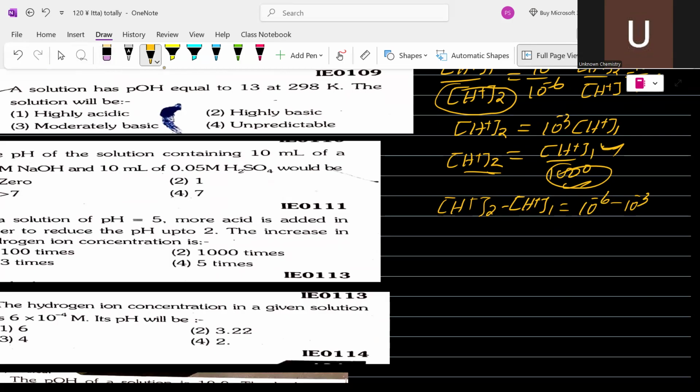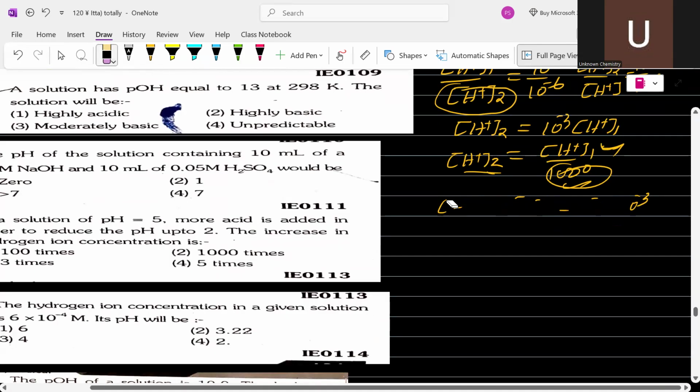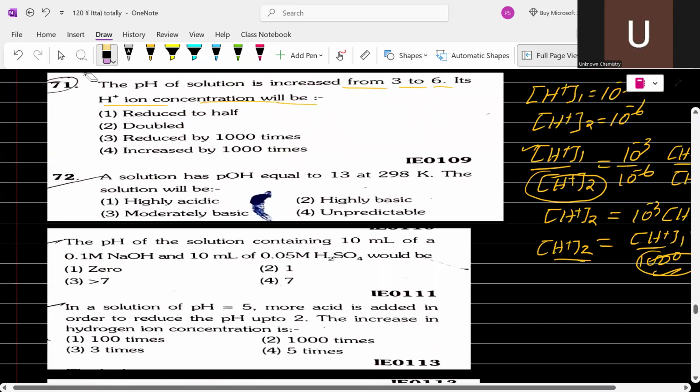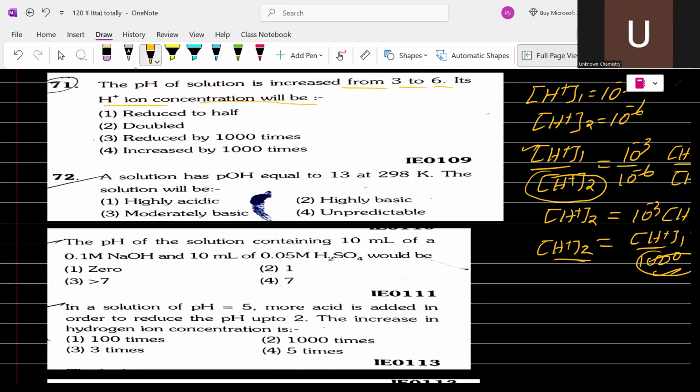Okay, so this is an important concept. In ratio form, it will be easier to relate to things. Right? So the concentration is reduced by 1000 times. Less concentration.